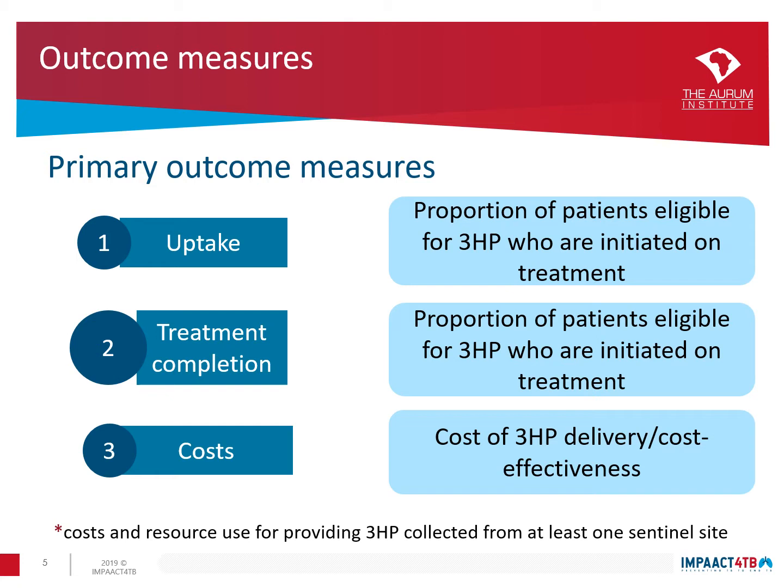Our primary outcome measures are measuring feasibility, and we will look at uptake, treatment completion, and costs. These three will contribute to measuring feasibility. Uptake will be determined by looking at the proportion of patients eligible for 3HP who are initiated on treatment. Treatment completion is determined by the proportion of patients eligible for 3HP who are initiated on treatment. And we'll also look at cost of 3HP delivery and cost effectiveness. To note here that cost and resource use for providing 3HP will be collected from at least one sentinel site.